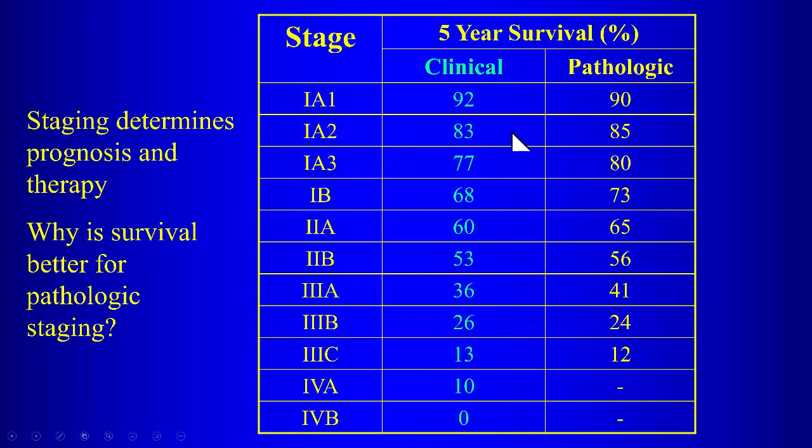If you compare clinical staging to pathologic staging, with clinical staging, we're basing the staging on what we see as far as imaging goes and physical exam, et cetera, whereas pathologic staging is actual biopsy of lymph nodes. And what we find is that the survival is better for pathologic staging. And what would be the reason for that?